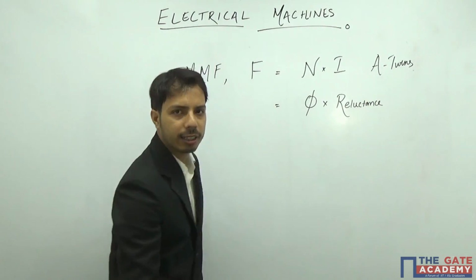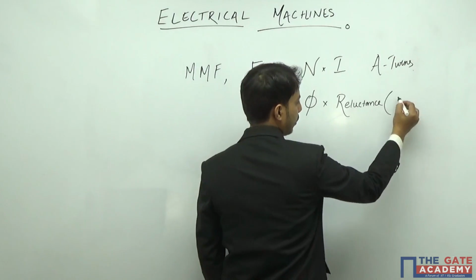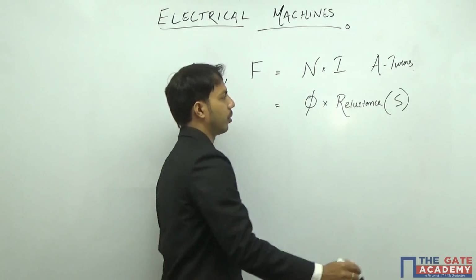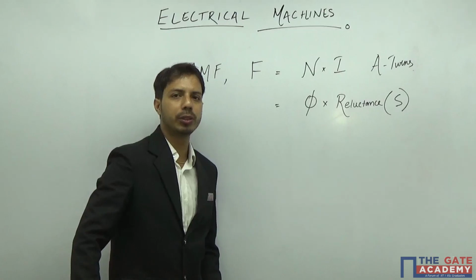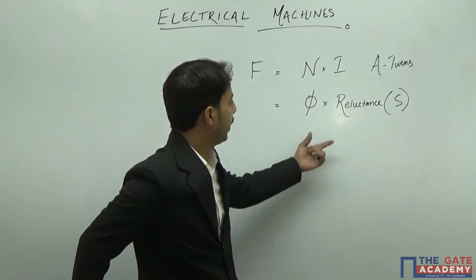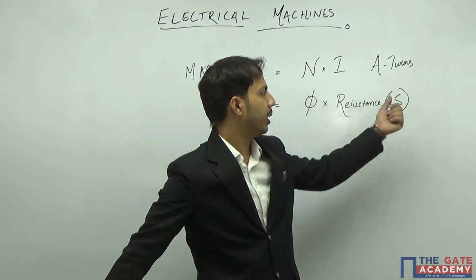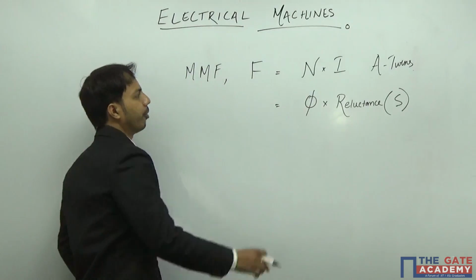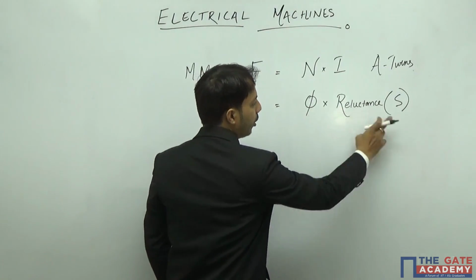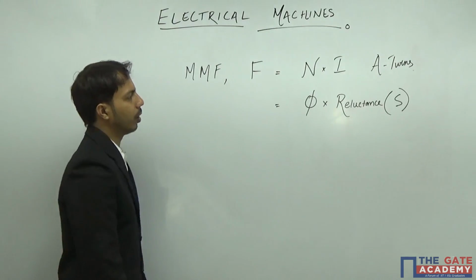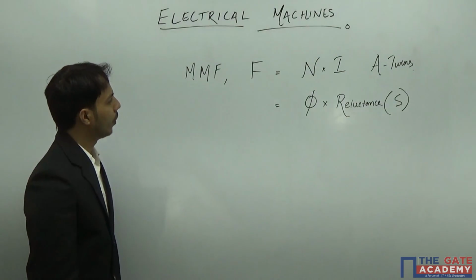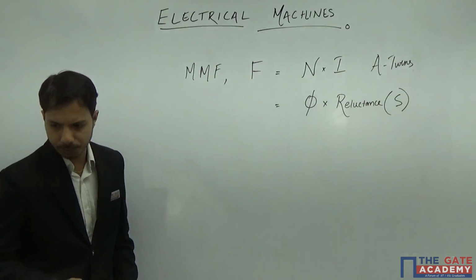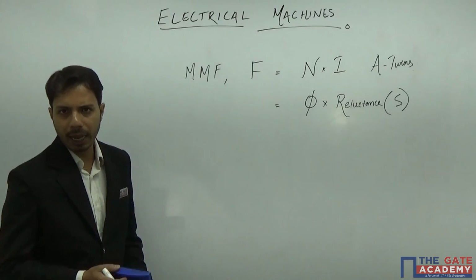We can denote the reluctance as S, so that we do not confuse it with the resistance R. So what I am saying is, we can denote the reluctance as S. So F is phi into S. This is all about MMF.